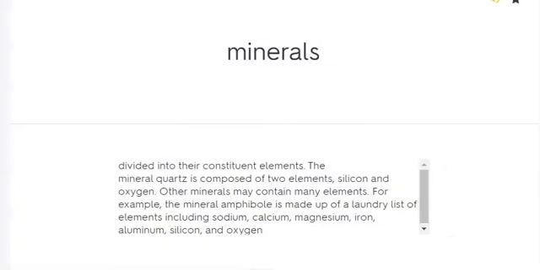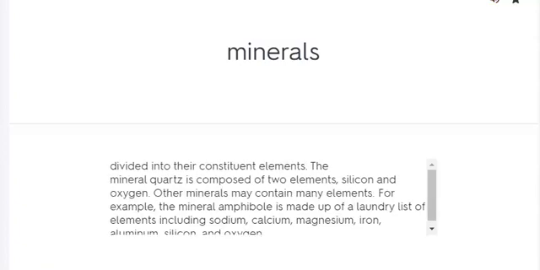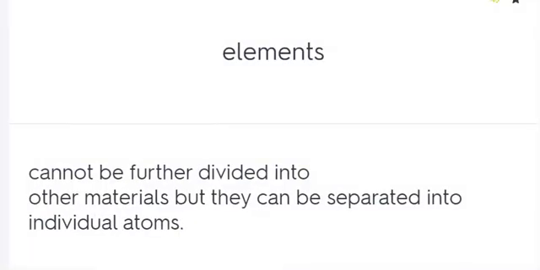Minerals. Divided into their constituent elements, the mineral quartz is composed of two elements, silicon and oxygen. Other minerals may contain many elements. For example, the mineral amphibole is made up of a laundry list of elements including sodium, calcium, magnesium, iron, aluminum, silicon, and oxygen. Elements cannot be further divided into other materials, but they can be separated into individual atoms.